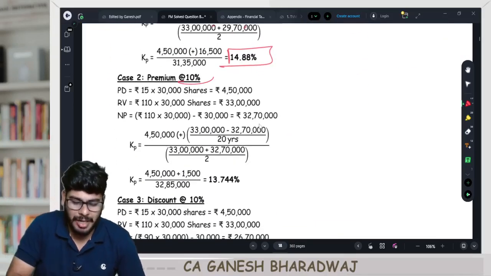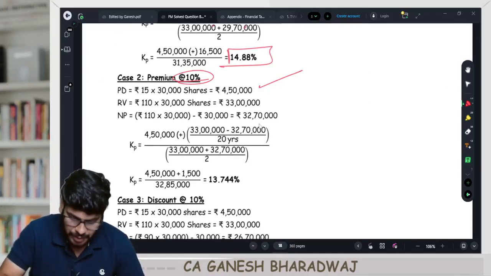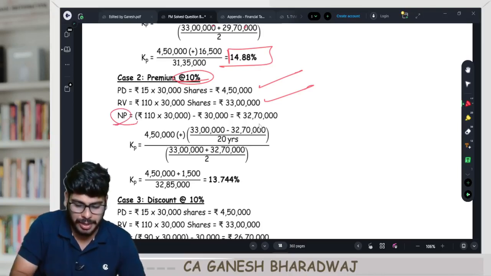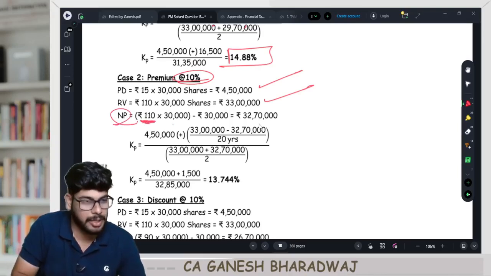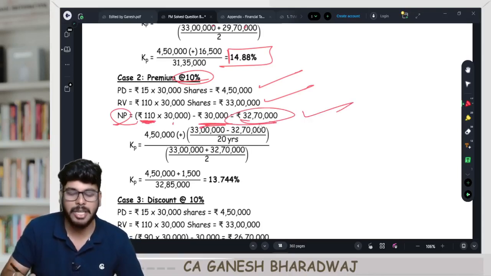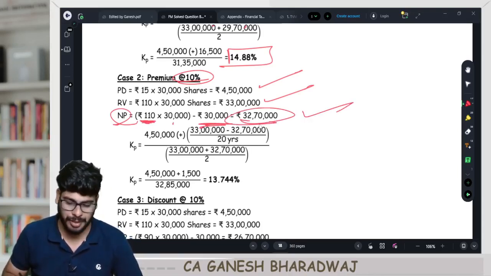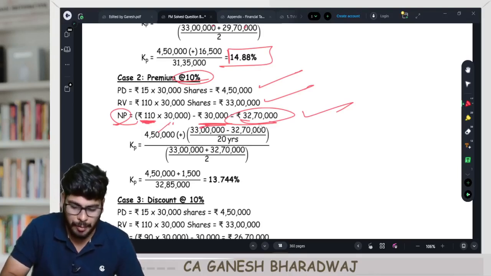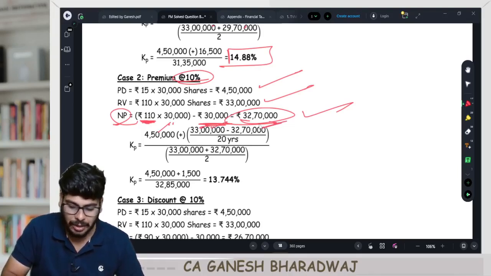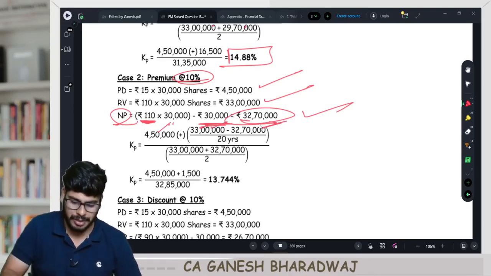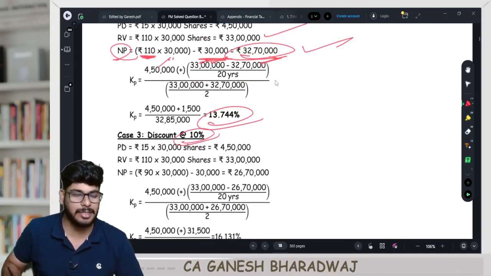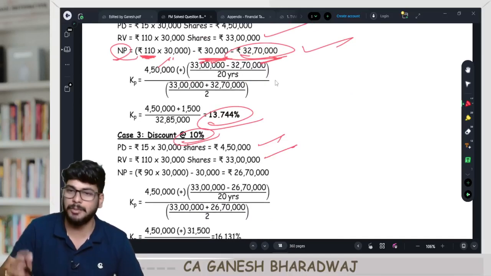Suppose in case I'm issuing it at a premium of 10%, preference dividend will be the same. Redemption value will be the same. The only change is on the net proceeds. Instead of 100, it's going to be 110 into 30,000 minus this 30,000. So as a whole, it's going to be how much? 32,70,000 rupees is going to be your net proceeds. Substituted here: preference dividend plus RV minus NP, NP becomes 32.7 lakhs, by N, the whole by RV plus NP by 2. Clear with this, guys? You get how much? 13.744%.